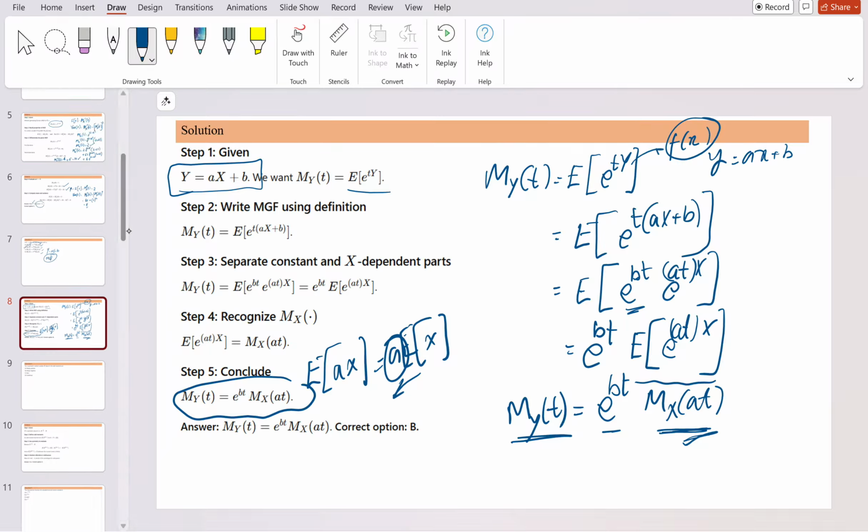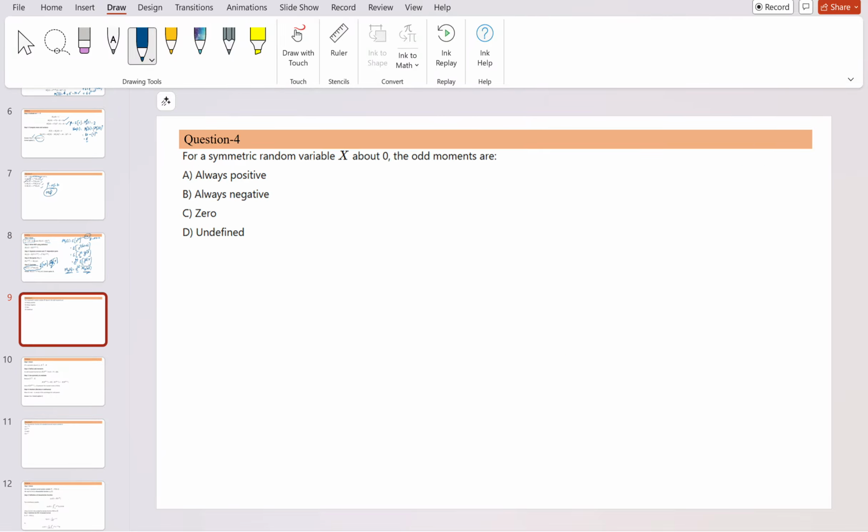Let's move forward. Try to solve this problem. The question is asking: if there is a symmetric random variable X about 0, there are even moments and there are odd moments also, so you have to just focus on where the odd moments will actually lie. Okay.